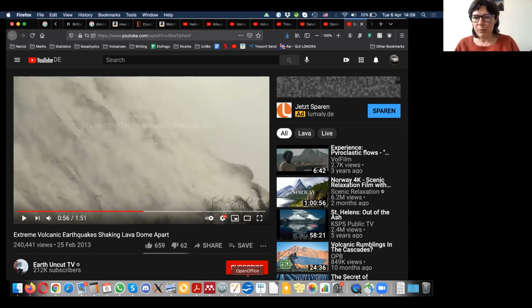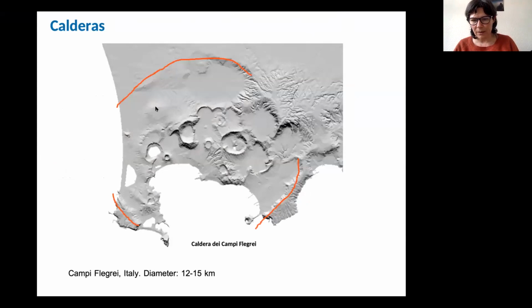So this is an example of a caldera. This is in Italy, close to Naples. It's called the Campi Flegrei. It is a caldera that has a lot of smaller calderas inside. Each one of these calderas, the smaller ones but also the big one, is the scar of one eruption.